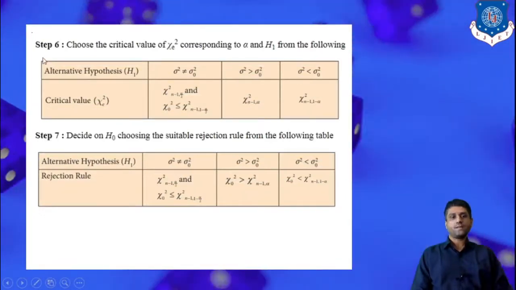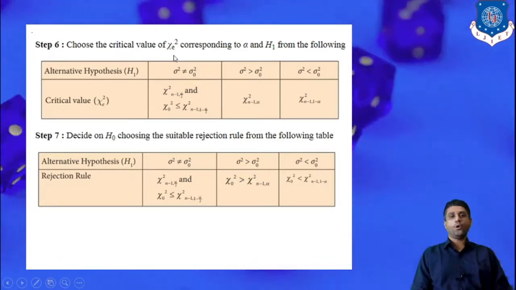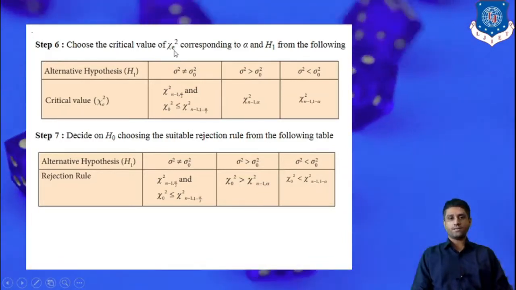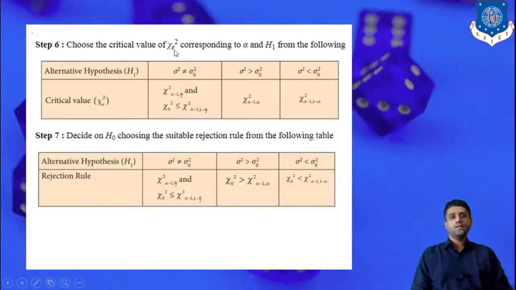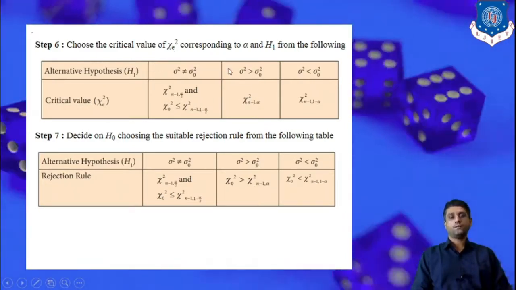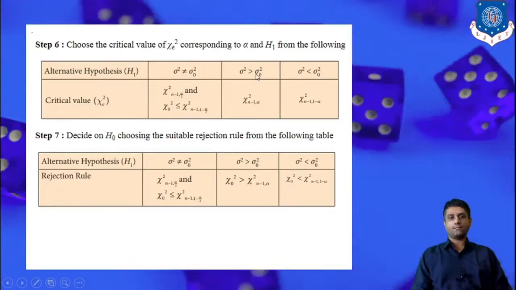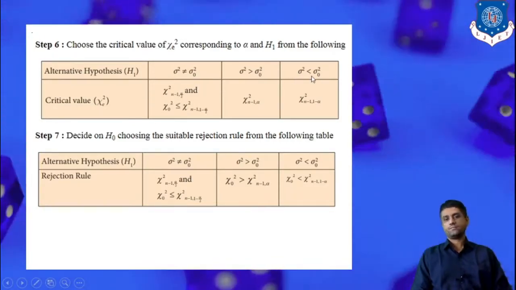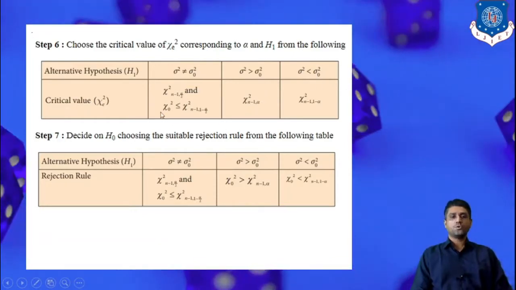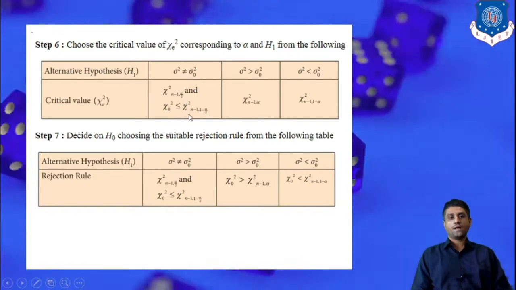In step number 6, we have to identify the critical value, that is the tabulated value. The suffix E stands for experimental. So in step number 6, we have to identify the experimental chi-square value. These are the two-sided test, and these are the one-sided right and left tests respectively. On the basis of this, chi-naught square less than or equal to chi-square.